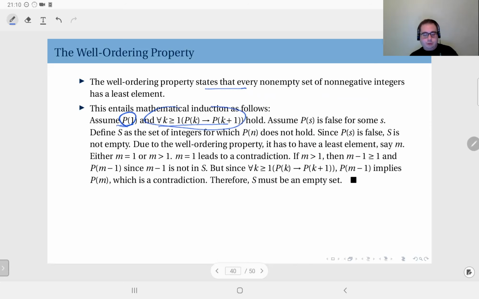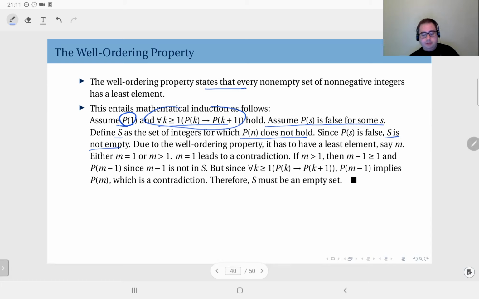And what we are going to do here is a proof by contradiction. Okay, so we are going to assume these hold, but P of n doesn't hold for all n. For that we are going to assume P of s is false for some s. So there is some s value for which P of n fails. Okay, and then we'll define a set S as the set of integers for which P of n doesn't hold. So clearly s is an element of this set. That means set S is not empty.